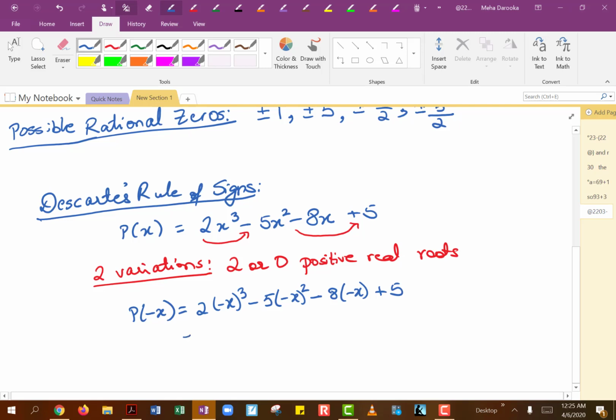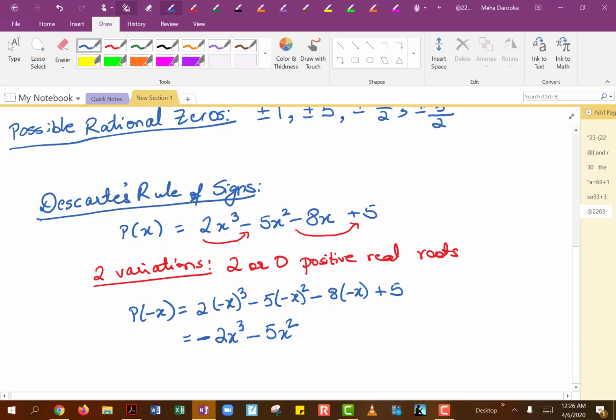And this will end up becoming, remember, my negative x to the third power will keep a negative sign. So this term will actually end up becoming negative 2x to the third, because we get a negative left over from our x. For the negative 5 parentheses negative x squared, the negative x squared will become positive, because negative times negative is positive, which means the 5 will keep its negative sign. So this will be negative 5, and this guy becomes positive x squared.